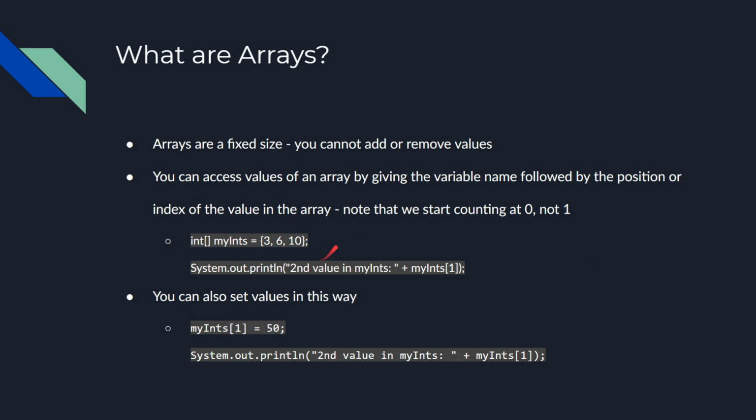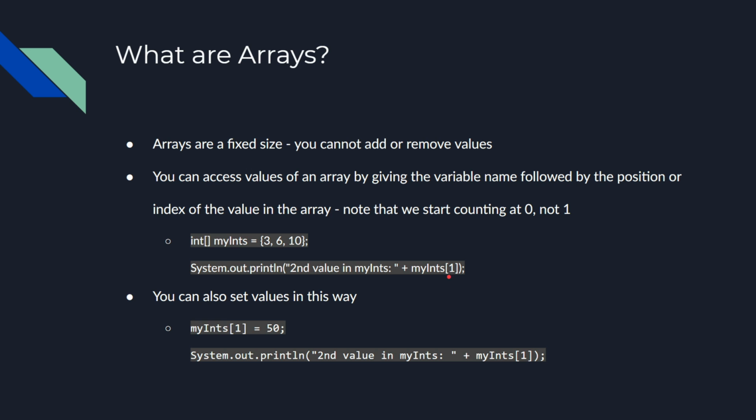So here I have an example of both declaring and initializing an array, doing both in one step, as we've done before with other variables. And if I want to access the second value in the array, the 6 here, I give the variable name, followed by square brackets, and in the square brackets I put a 1.